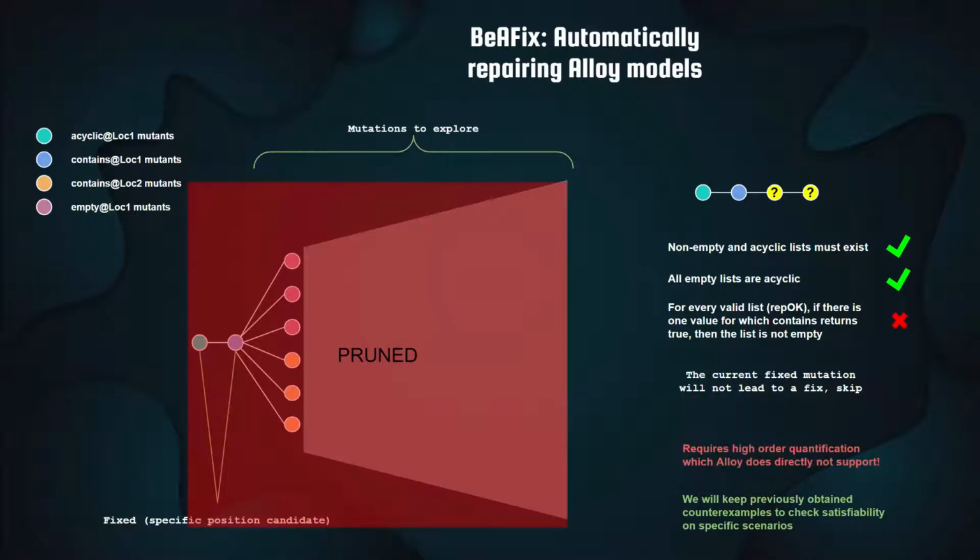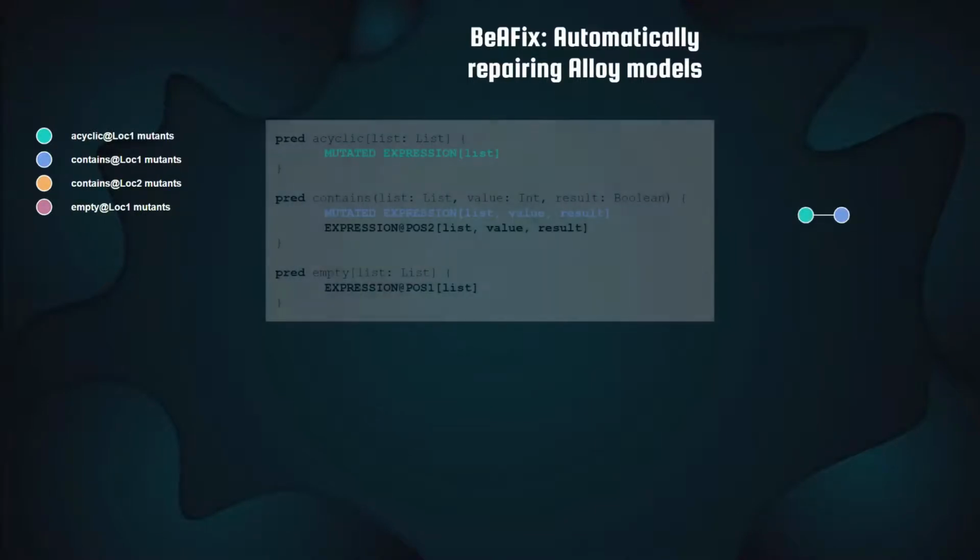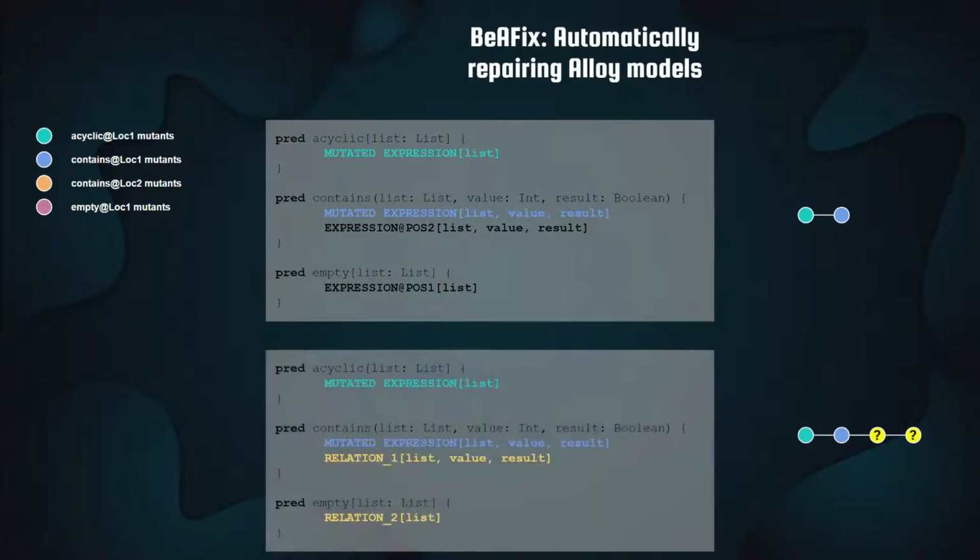In a bit more detail, we can see our current repair candidate as the following, with some mutated expressions that may use the related predicates' arguments, and expressions yet to be mutated that may also use predicates' arguments. What we can do is change those yet to be mutated expressions with particular relations that involve the same arguments and ask if previously violated properties on specific scenarios cannot be satisfied by giving values to those relations.